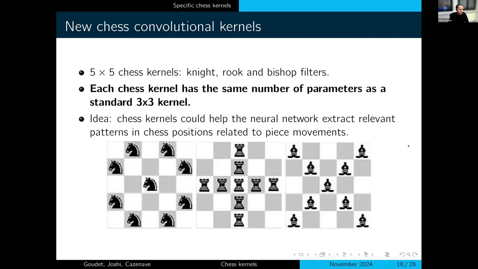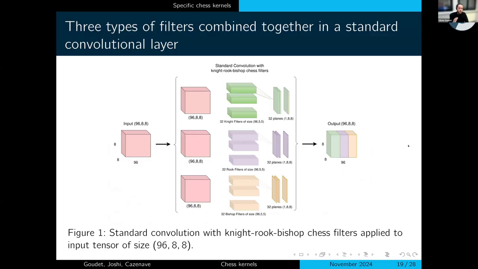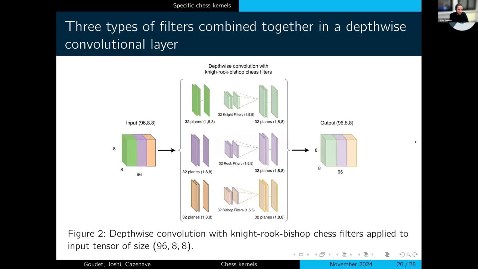Then we can actually combine all these three chess kernels simultaneously into a single convolutional layer, for example. As you can see on this picture, a third of the output channels will be calculated with knight kernels, a third with rook kernels, and the final third with bishop kernels. The same applies for depthwise convolutional layers. The difference here is that each input plane is processed independently, and therefore each time with a different type of kernel.